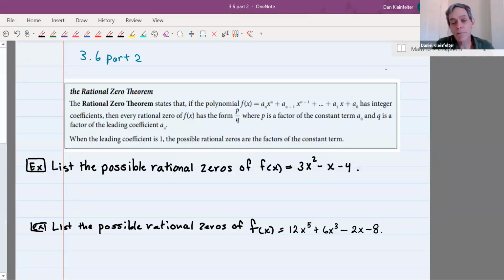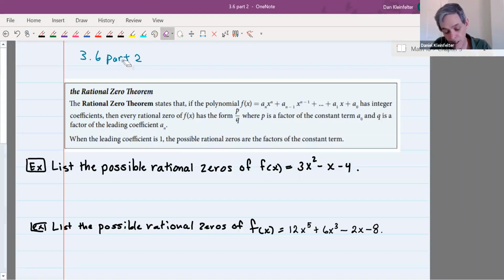Welcome back, everybody. In this video, we'll be continuing our work on section 3.6 with finding zeros of polynomials. In this one, we're going to start by taking a look at something called the rational zeros theorem, or rational zeros test, it's sometimes called.